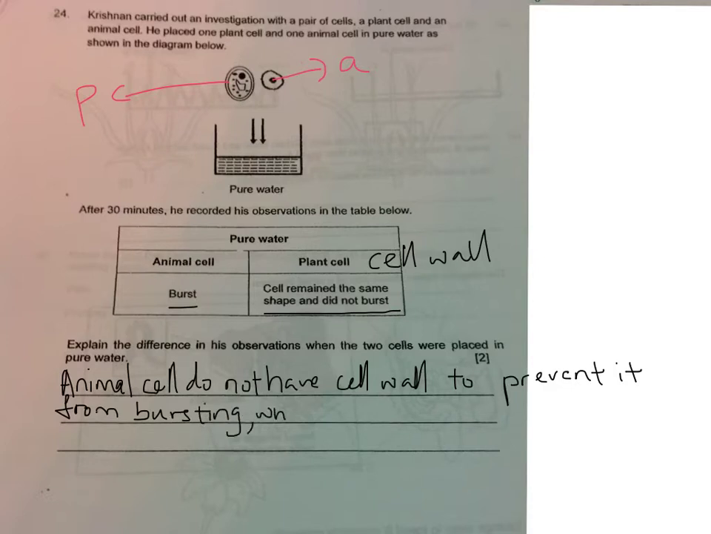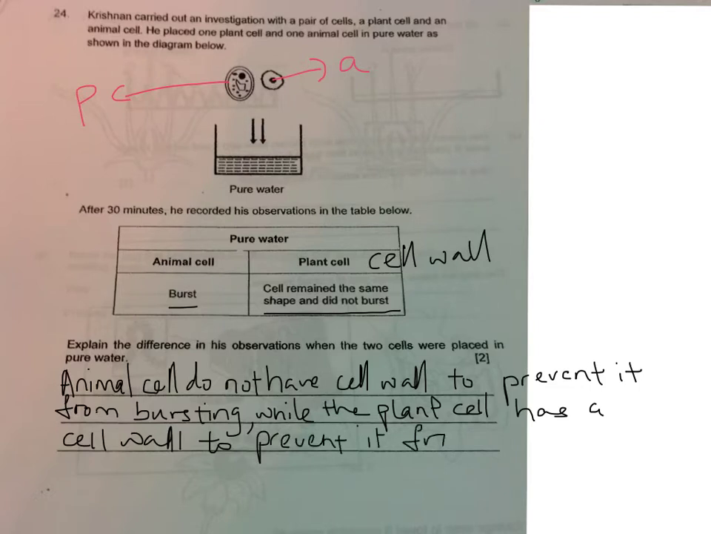while the plant cell has a cell wall to prevent it from bursting. So you need to know that the key concept here is about the cell wall. The cell wall gives the plant a shape, and that's why it keeps the plant the same shape and it did not burst. That's the answer for question 24.